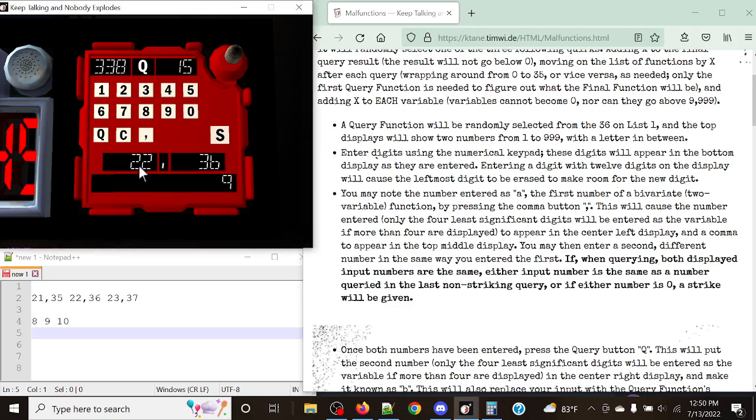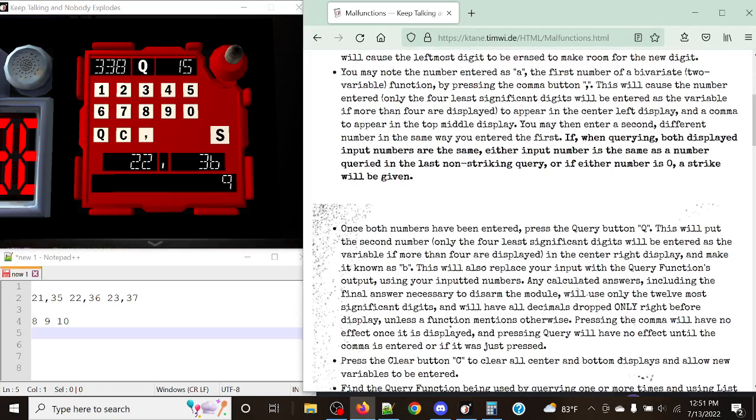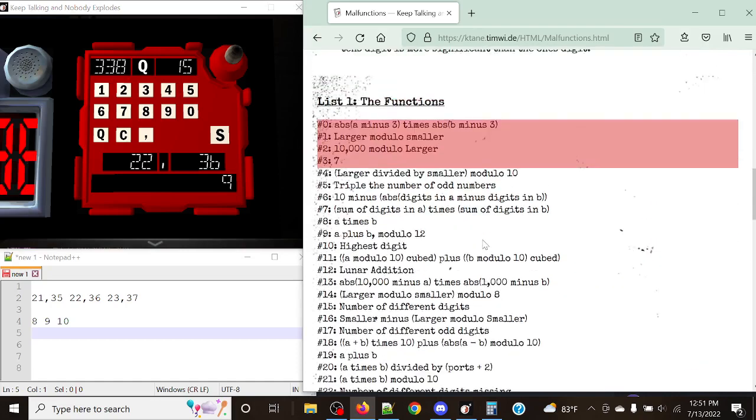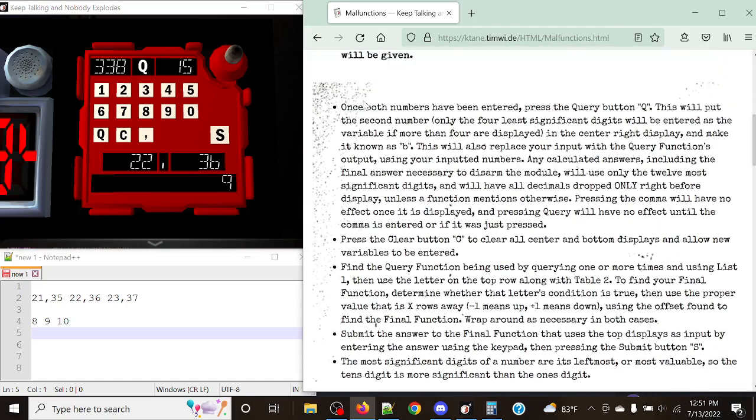This can be simply increasing these numbers by 1, for example, or just doing a wide variety of different queries. Trust me. So let's get back into this. Most of these are just instructions of how you input the numbers. One other thing I should note is that any calculated answers, including the final answer necessary to disarm this module, will only use the 12 most significant digits, even though that is rare, and will have all decimals dropped only right before the display, unless a function mentions otherwise.